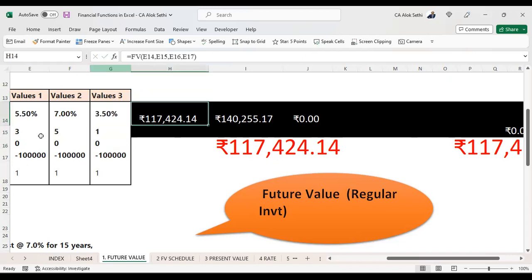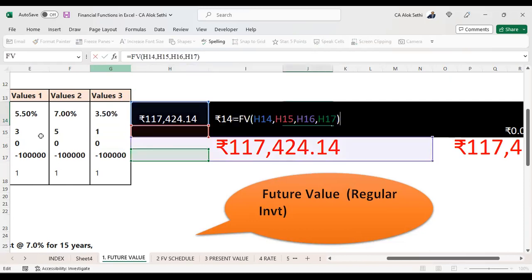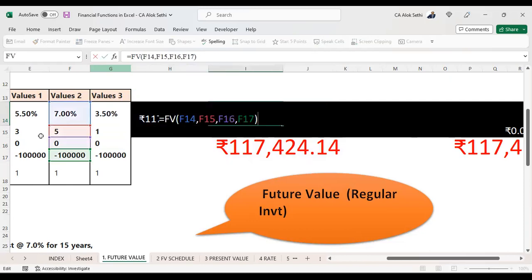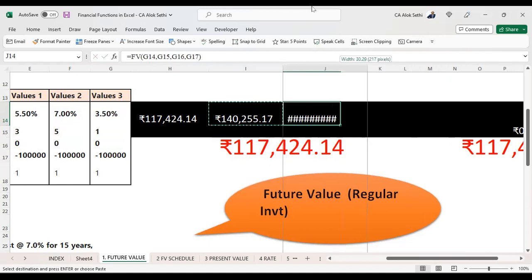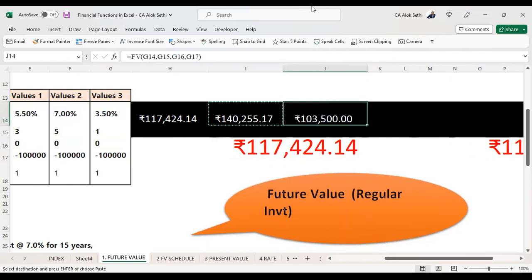ठीक है. तो यहाँ मैंने ये कॉपी पेस्ट किया, ये कॉपी पेस्ट किया. इसी को जब आगे कॉपी पेस्ट किया तो इसने रेफरेंस ये वाला उठा लिया गलत. ठीक है. हम एक काम करते हैं, यहाँ से कॉपी करते हैं, अब पेस्ट करते हैं इसको. Are you getting the answer? 1,03,500. Are we getting the answer? 1,03,500.